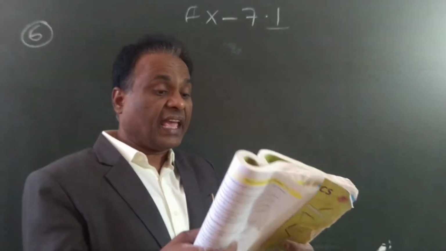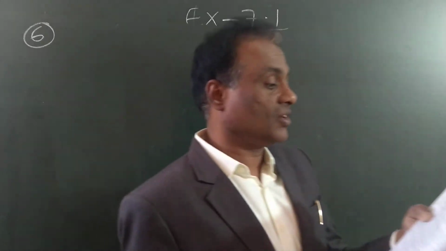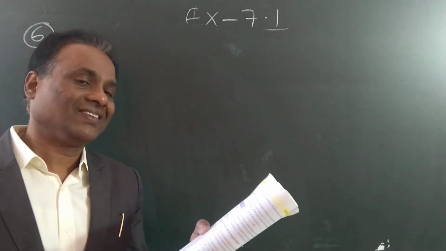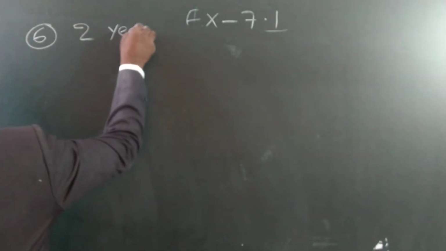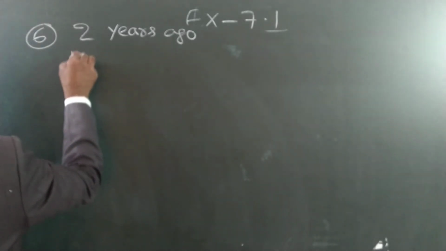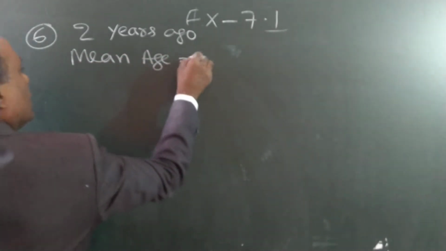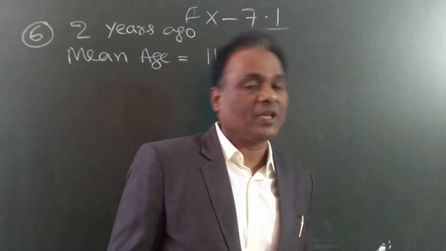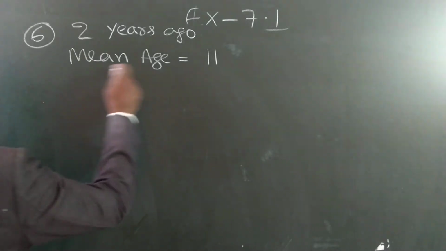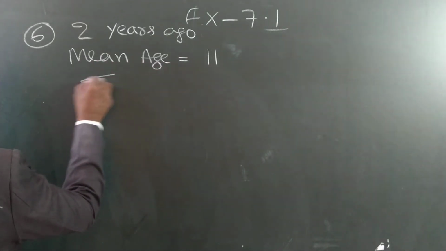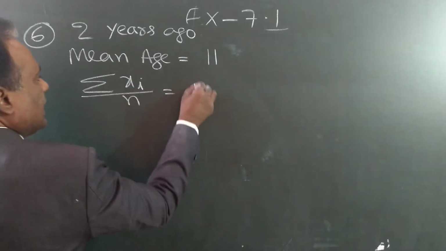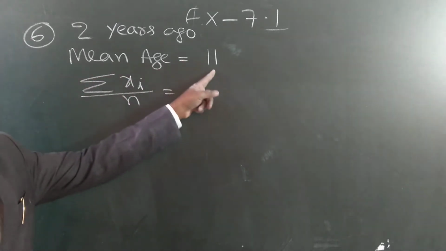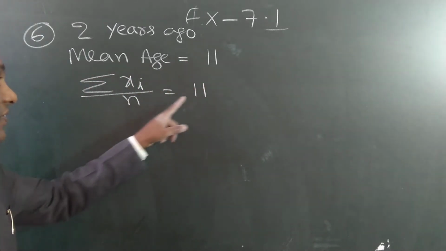2 years ago, mean age of 40 people was 11 years. See here. 2 years ago, mean age is equal to 11. Mean age of 40 people is 11. Mean means arithmetic mean. So what is the formula for arithmetic mean? Sigma xi by n. Mean is 11. It is given in the problem. Mean formula is sigma xi by n is equal to 11.